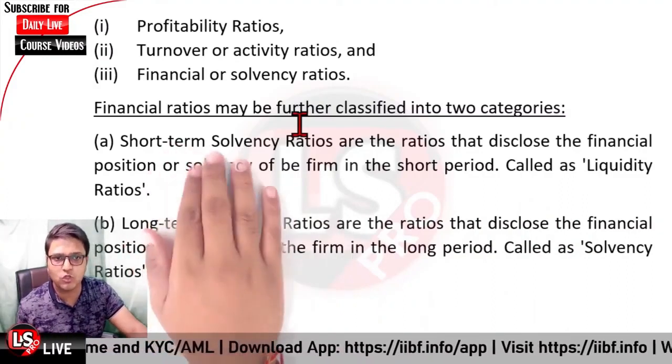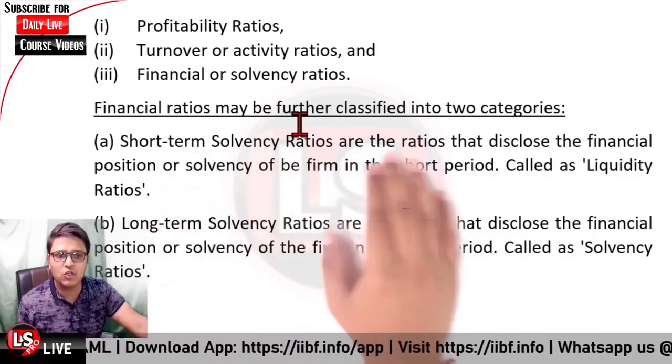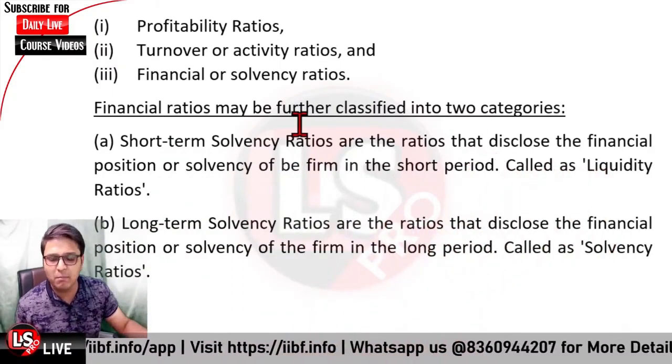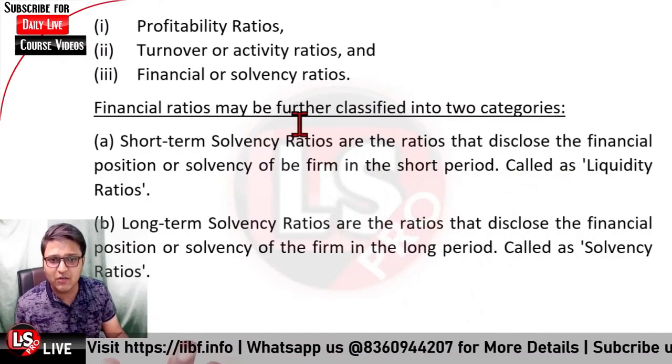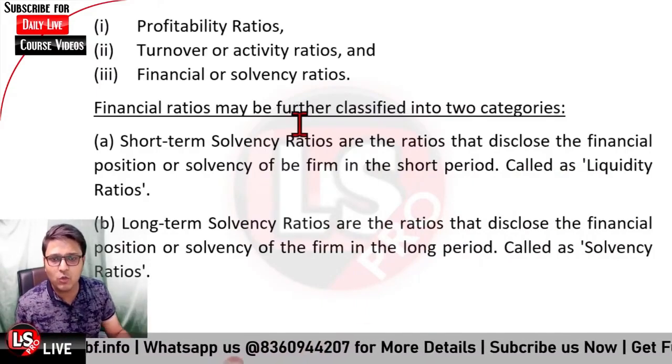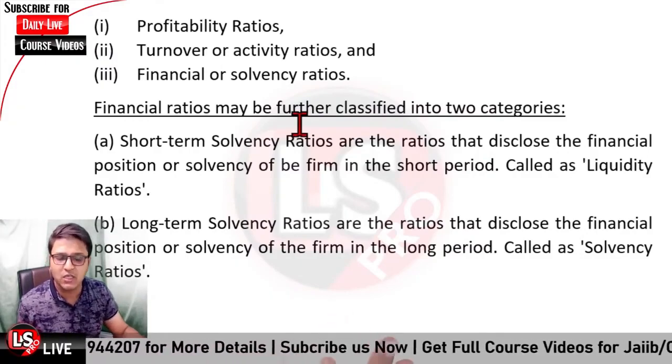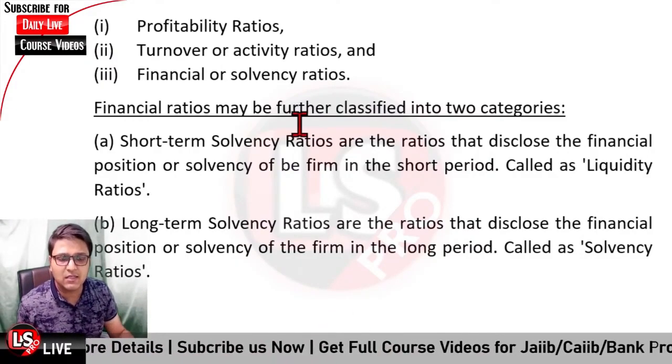That is basically related to short-term solvency. Short-term solvency ratios are those ratios that disclose the financial position. So what is the main purpose of the financial ratios? We want to analyze the financial statements from these figures. We want to inspect the financial statements from these ratios itself.